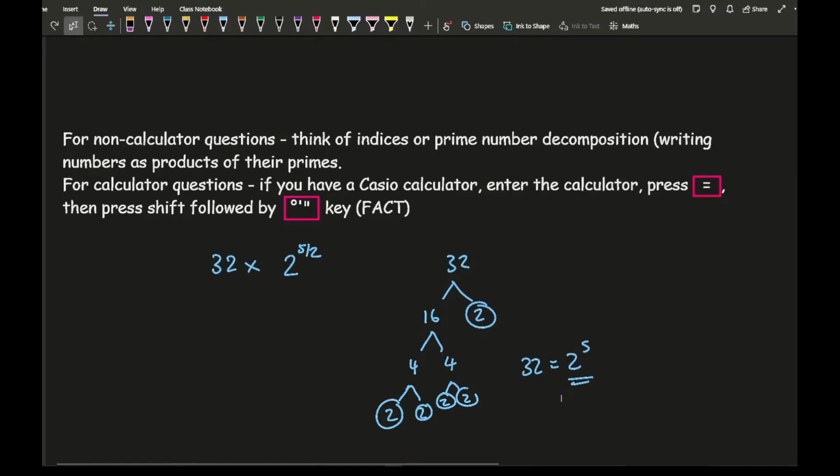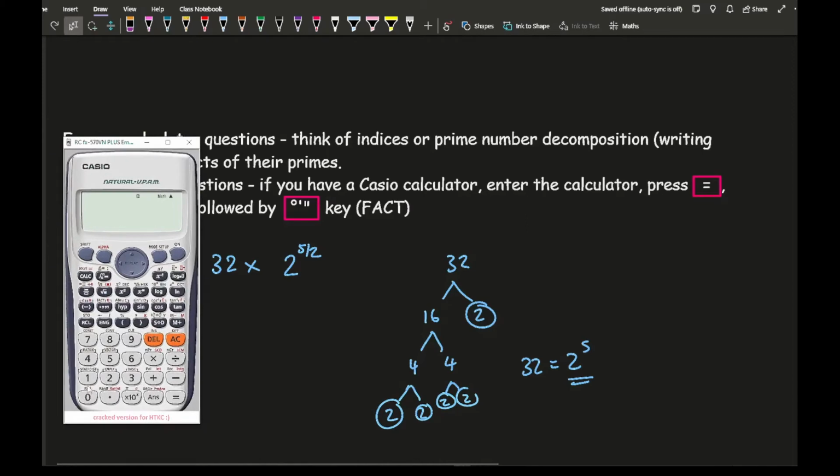Now if you've got it on a calculator paper, this is going to be even easier. If I just drag a calculator in, let's say I wanted to do 16 times 2 to the power of, let's say 7, multiplied by, let's go for 32, and press equals. Now that's going to give me a large number there, but then if I press shift and this little fact key, it will then give me the answer as a power of 2. And the same thing applies if I've got a mixture of different numbers. So 27 times 64 times, let's go for the square root of 32.